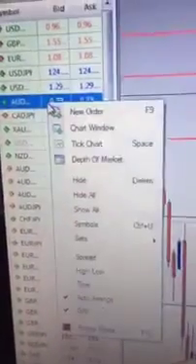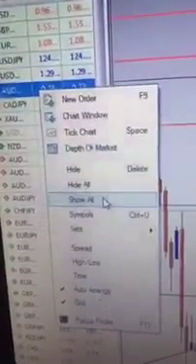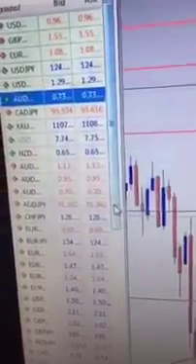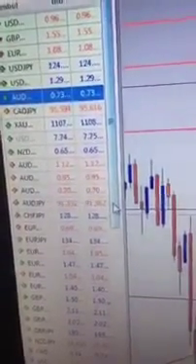Click on view. Click on market watch. Okay. And then right click. Market watch. Right click it. And then click show all. Okay. And then you're going to find USD CAD.